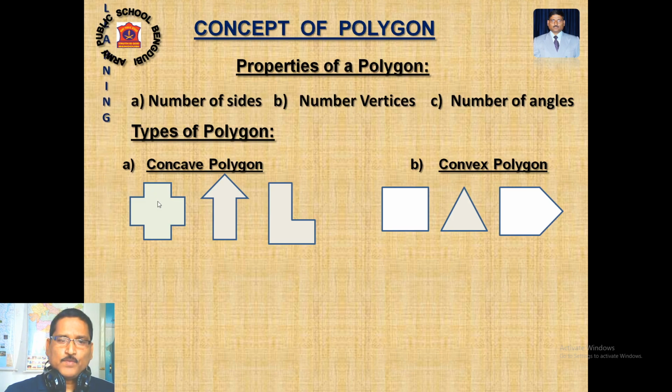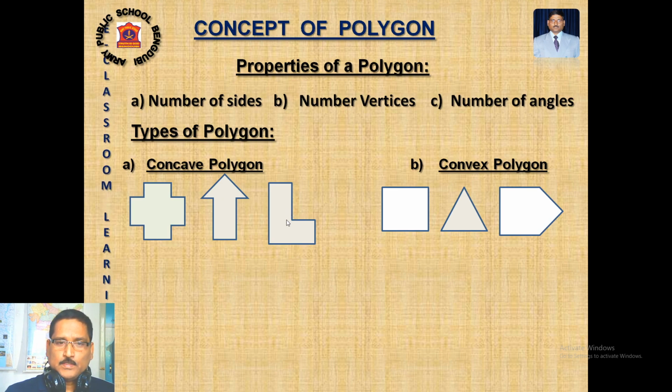Why are these concave polygons? Because this is made by line segments, as a polygon must be. But you see some of the interior angles, these interior angles, are greater than 180 degrees. So if a polygon has an interior angle greater than 180 degrees, then it is not convex. Similarly, this arrow sign, this part also has more than 180 degrees, so this is also not convex.